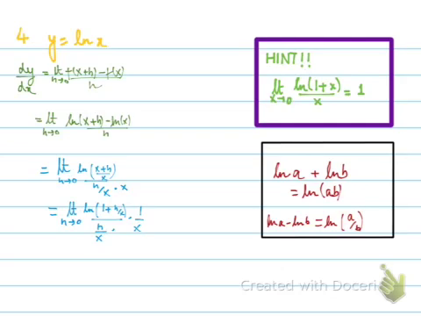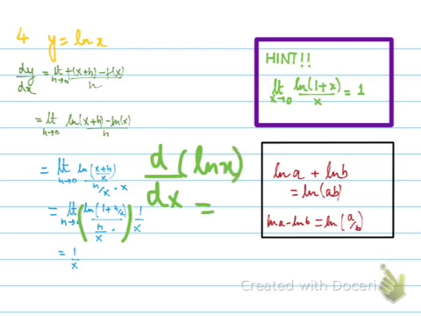So we now see that h tends to 0 and this thing here is of the form ln of (1 plus x) upon x, limit x tends to 0. So we can say this is equal to 1, and using the product rule we will get 1 by x as the derivative. So we need to remember that d by dx of ln of x is equal to 1 by x.